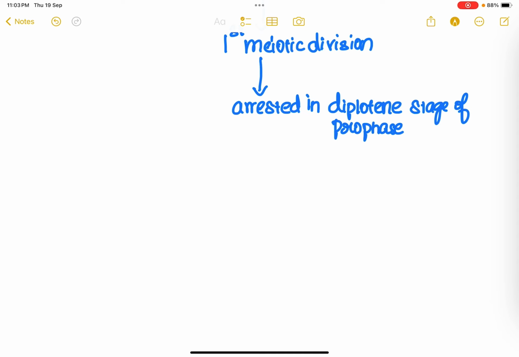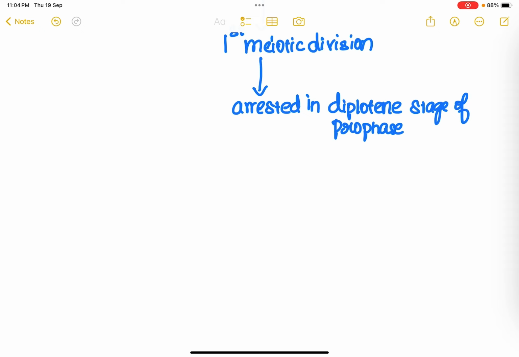So in the diplotene stage of the prophase, this primary oocyte, as it enters the first meiotic division, is going to get arrested in the diplotene stage of the prophase. So when the female fetus is going to be born, all the primary oocytes will enter the first meiotic division, and get arrested in the diplotene stage of the prophase.